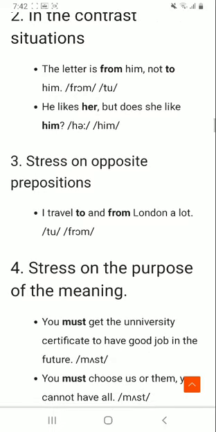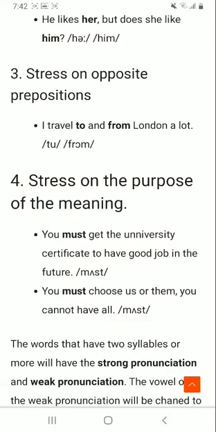Next, stress on opposite prepositions. I travel to and from London a lot. "To" means moving one way and "from" means coming back, doing and stopping doing. That is the opposite preposition. I travel to and from London a lot. Next, the stress on the purpose of the meaning. We give more stress for the purpose of the meaning.